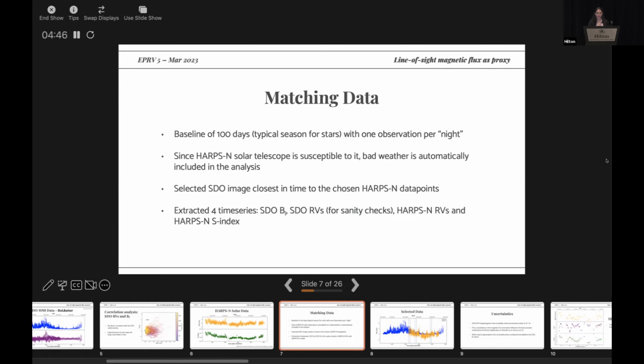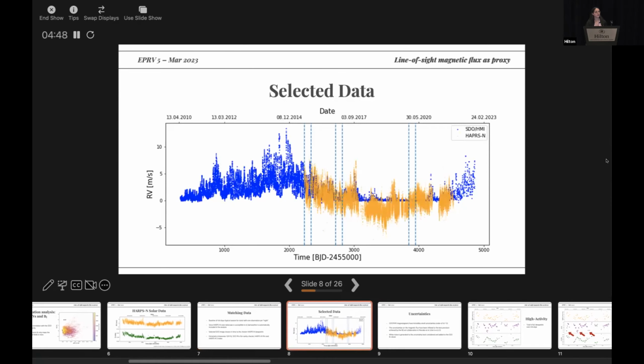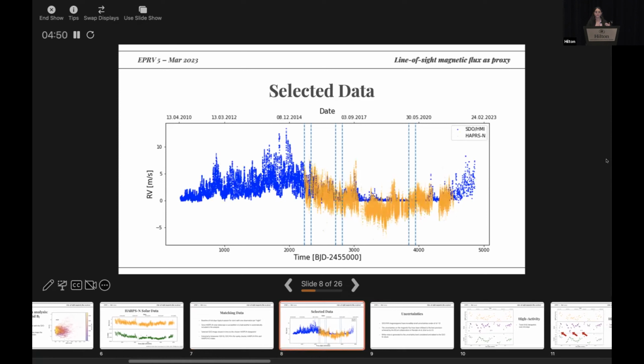To really test the efficiency of the longitudinal magnetic flux as a proxy, I have selected 3 different levels of activity regimes. I went as high as we could using the HARPS-North data in 2005, a medium level in 2016-17, and finally a very low activity level in 2020. And you can see the chunks that I have selected here.